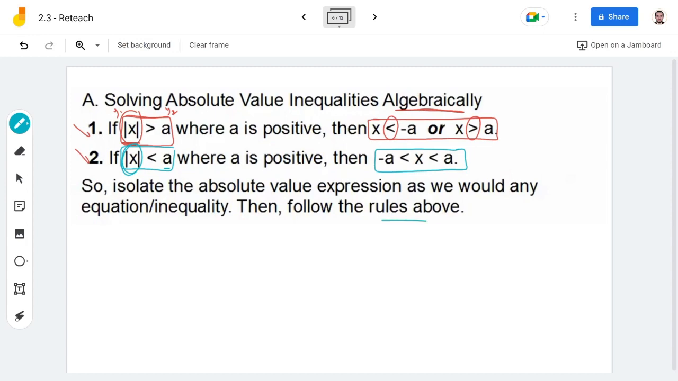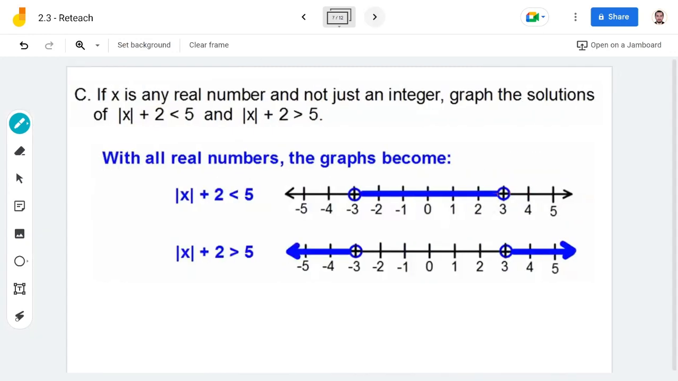Okay, now let's take an example. As you can see here, if x is any real number and not just an integer, graph the solution of this one. This one is easy. As you can see here, we can use this to find the answer. It's saying -3, and here's the 3. So you can put your range like this. And because it's an open circle, we are going to use this one.